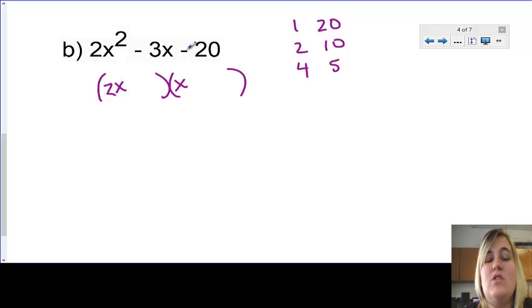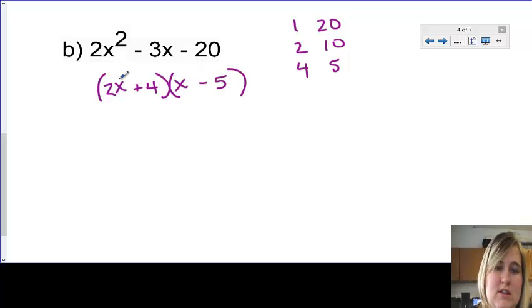So I'm going to start small, and I'm going to start with, let's see, if we go 4 times 5, we'll start with the smaller numbers because I'm trying to get a small number here, and I want it to end up being a negative 3. So I'm going to say negative 5 goes here and positive 4 goes here. Let's check and see if that will work.